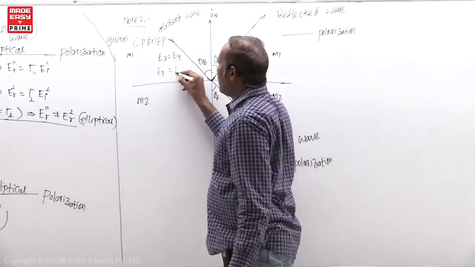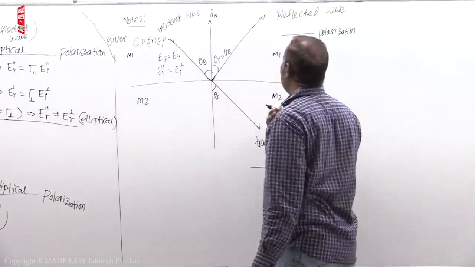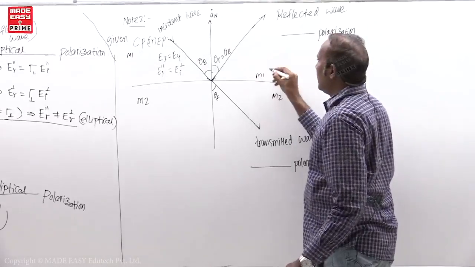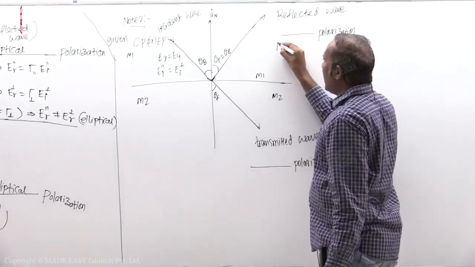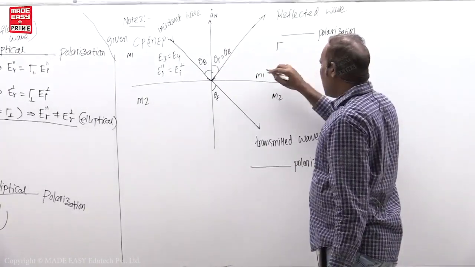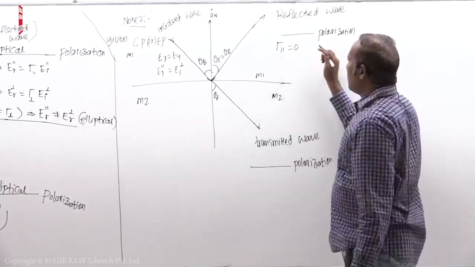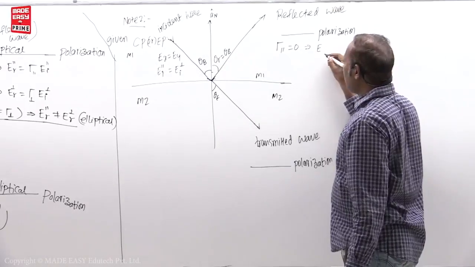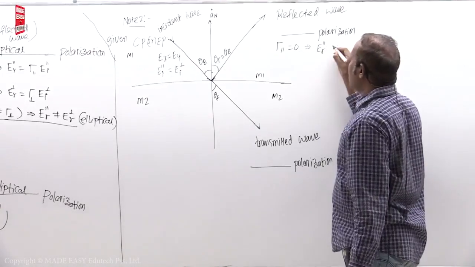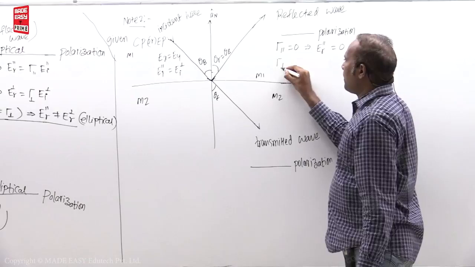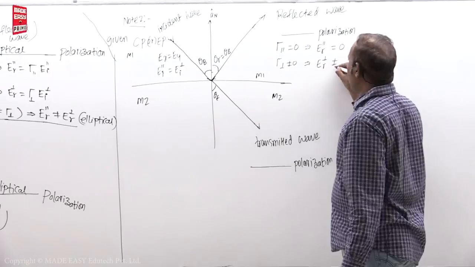One is the incident wave electric field's parallel component, and the other is the perpendicular component. Now you students know that at the Brewster angle, gamma parallel becomes 0. For parallel polarization it becomes 0. That means the reflected electric field for parallel polarization is 0, but gamma perpendicular is not 0, and that implies only the reflected electric field perpendicular component is present.